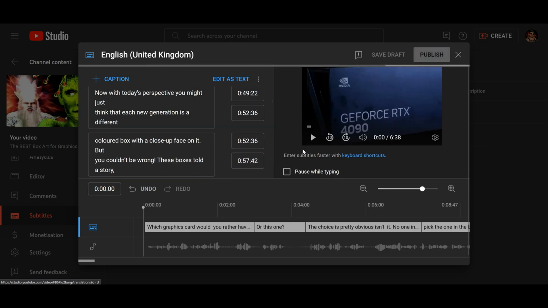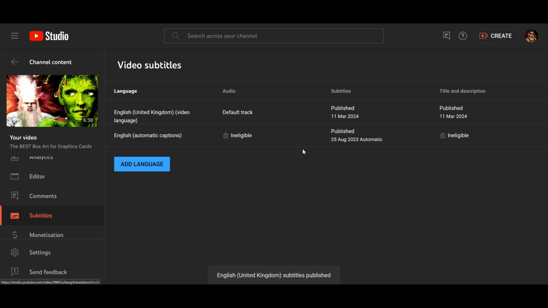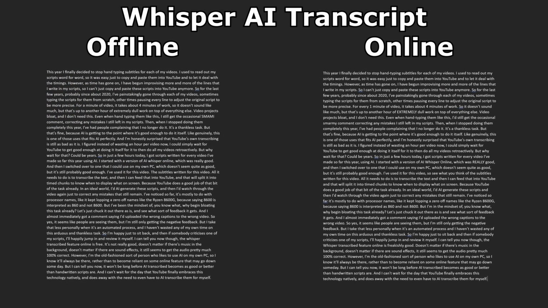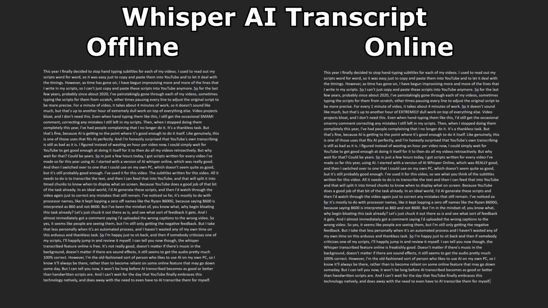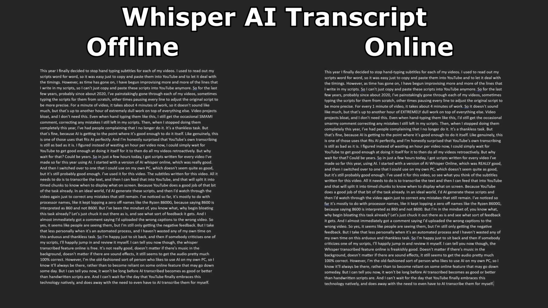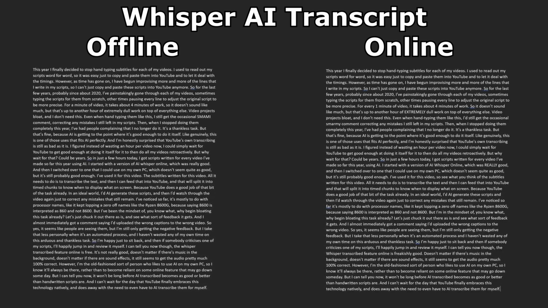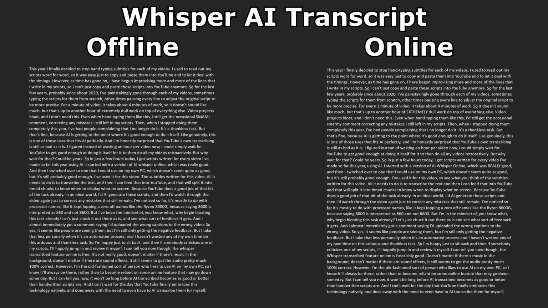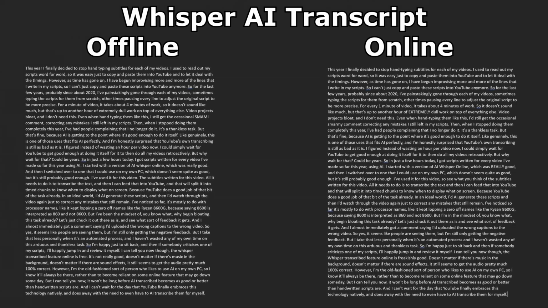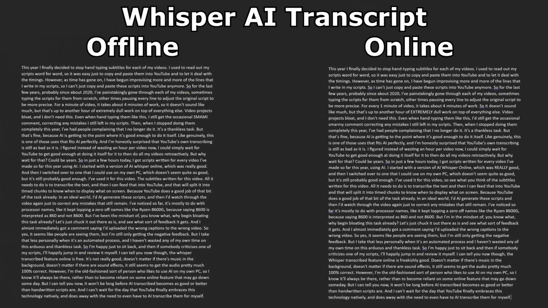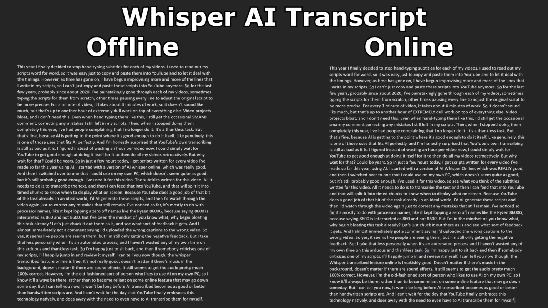In an ideal world, I'd AI generate these scripts, and then I'd watch through the video again just to correct any mistakes that still remain. I've noticed so far it's mostly to do with processor names, like it kept lopping a zero off names like the Ryzen 8600G, because saying 8600 is interpreted as 860 and not 8600. But I'm in the mindset of, you know what, why begin bloating this task already? Let's just chuck it out there as is and see what sort of feedback it gets.